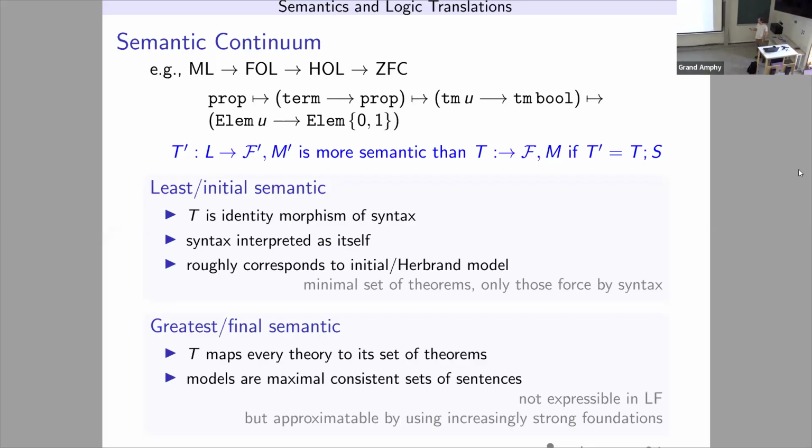And actually, that's exactly what's happening when people do initial semantics. Or when you think about Herbrand models, what do you do? You take a model whose elements are the terms over the syntax. So you're using the syntax itself as your model. So that exactly corresponds to taking the identity morphism of the syntax as the semantics.